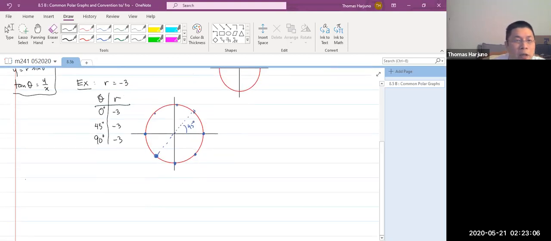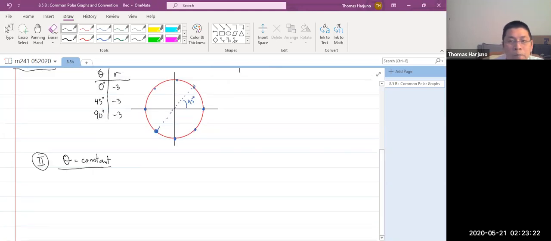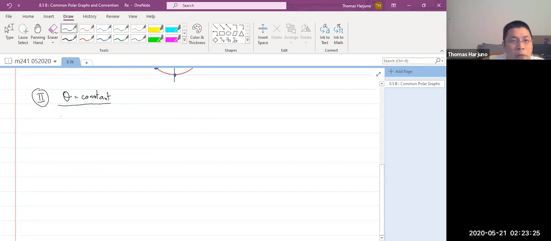Now, what happens in the second group, if theta equals constant? Instead of r, it's theta equals constant. In fact, this one is very important. Let's say, for example, theta equals pi over 6. What will the graph look like? The graph will look approximately as the following.